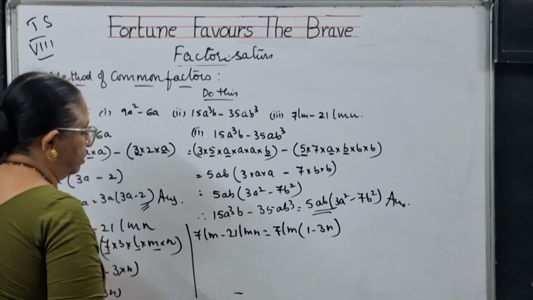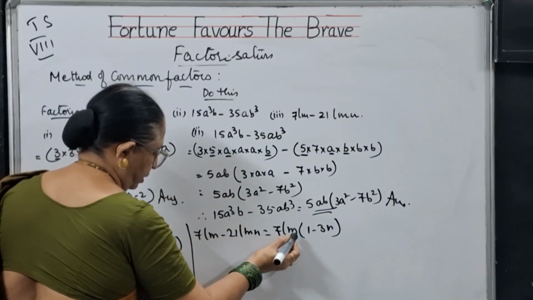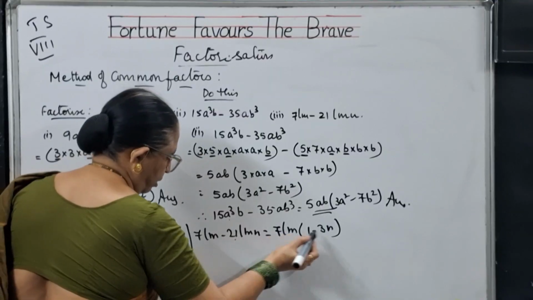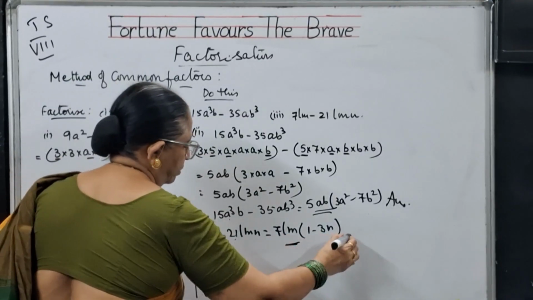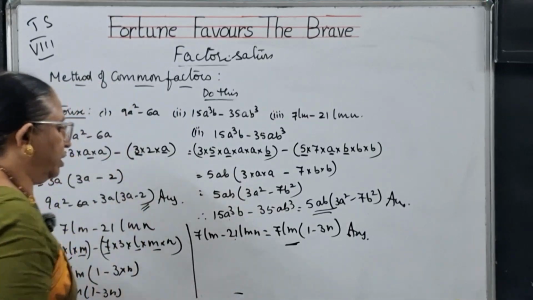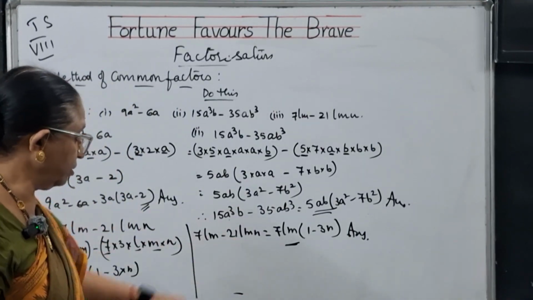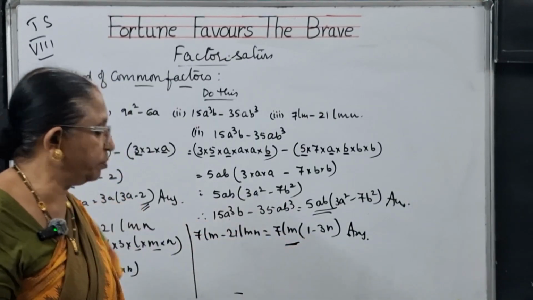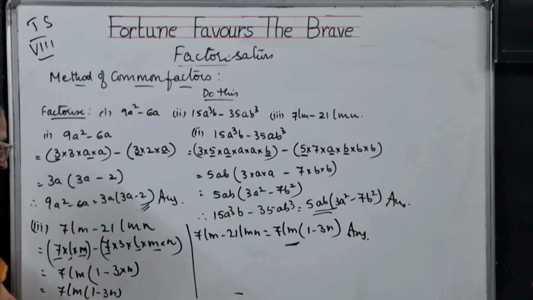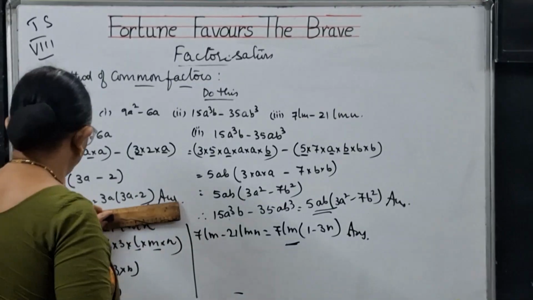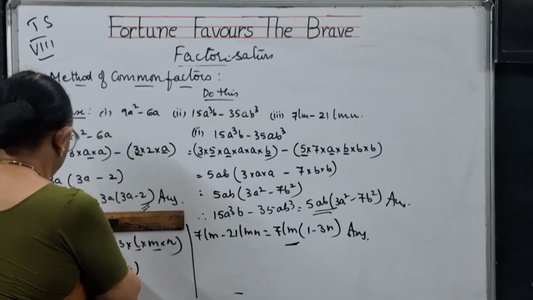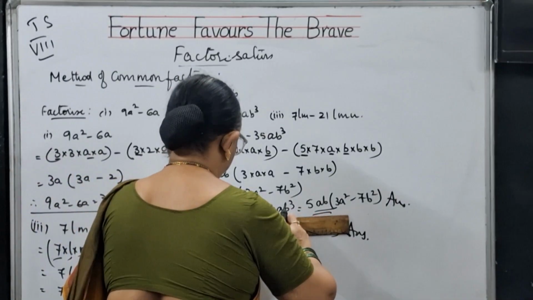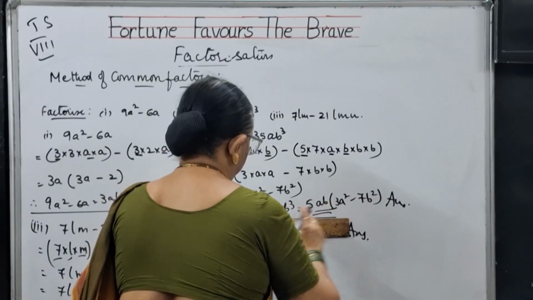Is it right or wrong? We see 7 ones are 7, L into M, LM, minus 7 threes are 21, LMN. So our answer is right. So this kind of checking should be done, children, and at the same time, don't forget to keep 1 here. That is very important. If you don't keep this one, your answer will go wrong. So for the sake of convenience, I will just draw the lines, children, so that you won't get confused with the answers.